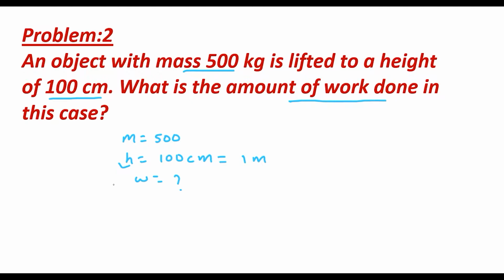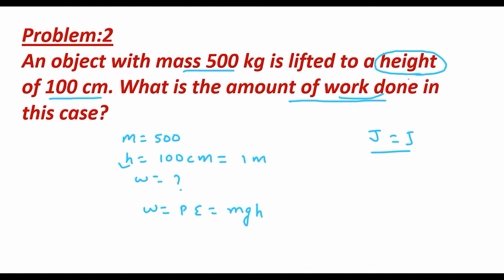And in the case of work done, work done equals potential energy mgh, because work done is numerically equal to energy. We know that the SI unit of work is joule and energy is also joule, so we can equate work with the energy. And in this case, the object is at height.